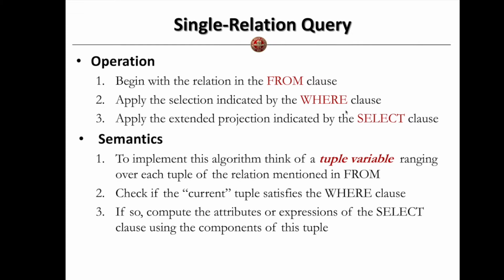Based on the condition we have, we can go over all the rows, checking one by one to see if the condition holds or not. Then we can apply the extended projection indicated by the select clause and return the desired attributes as the result for the query. So the semantics for select from where statements is like implementing an algorithm that thinks of a tuple variable ranging over all the tuples of the relation mentioned in the from clause. We check whether the current tuple satisfies the where clause, and if so, we compute the attributes or expressions of the select clause using the components of the tuple.